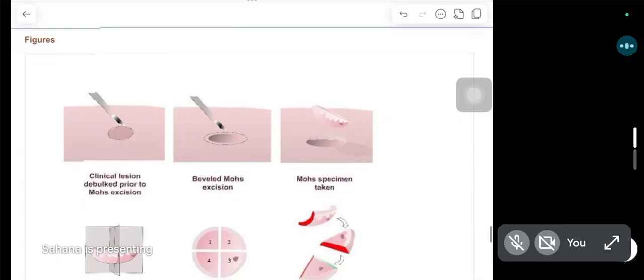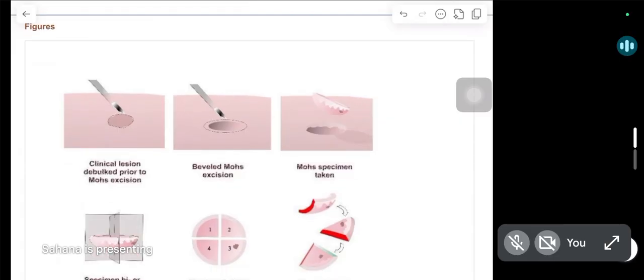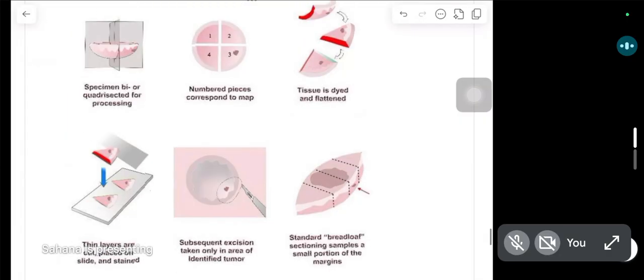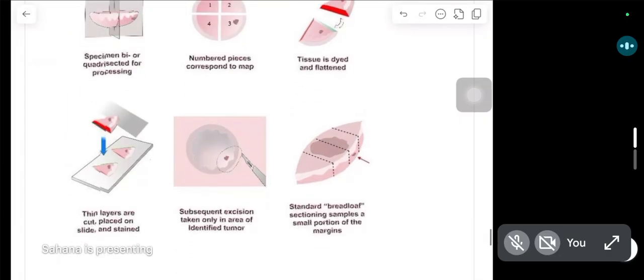So you will basically delineate, you will debulk, then you will orient the specimen, like there are different quadrants, then you orient them, then whichever site is positive, you will go and re-excise that area till you get a negative margin.